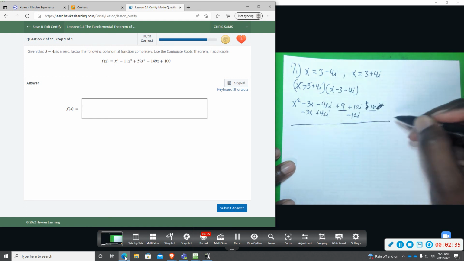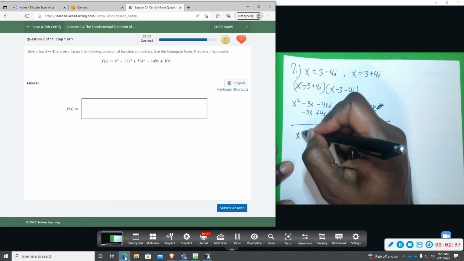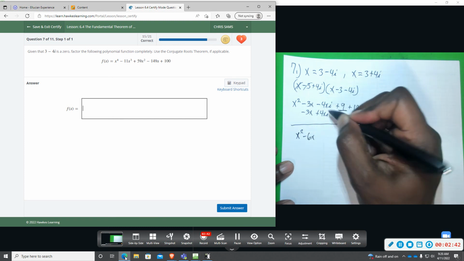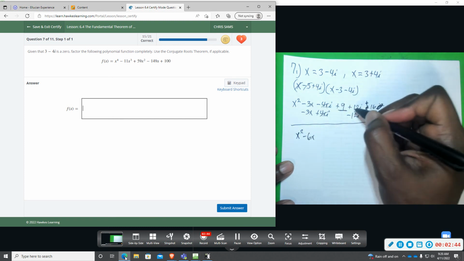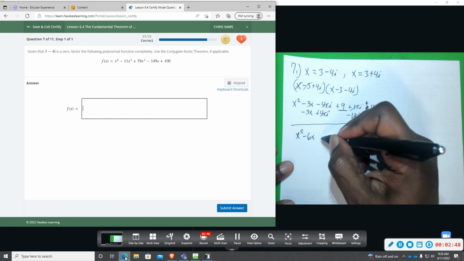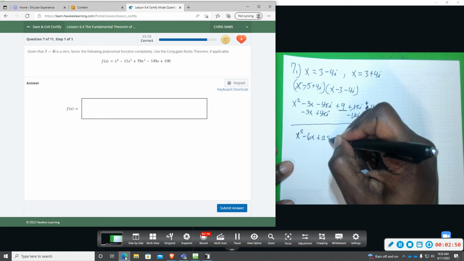All right, so let's simplify. Bring down x squared, only one of its kind. Bring down negative 6x. These are opposites, they cancel. These are opposites, they also cancel. And then 9 plus 16 gives us a positive 25.